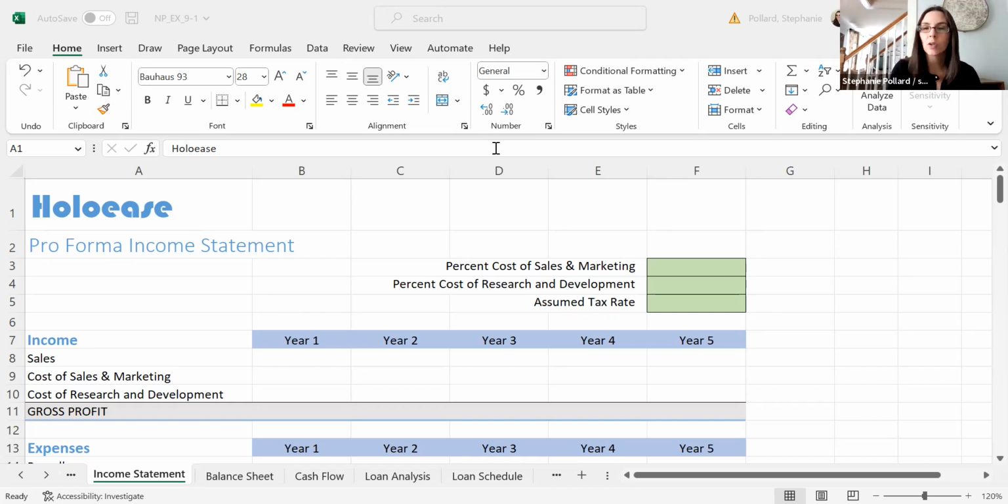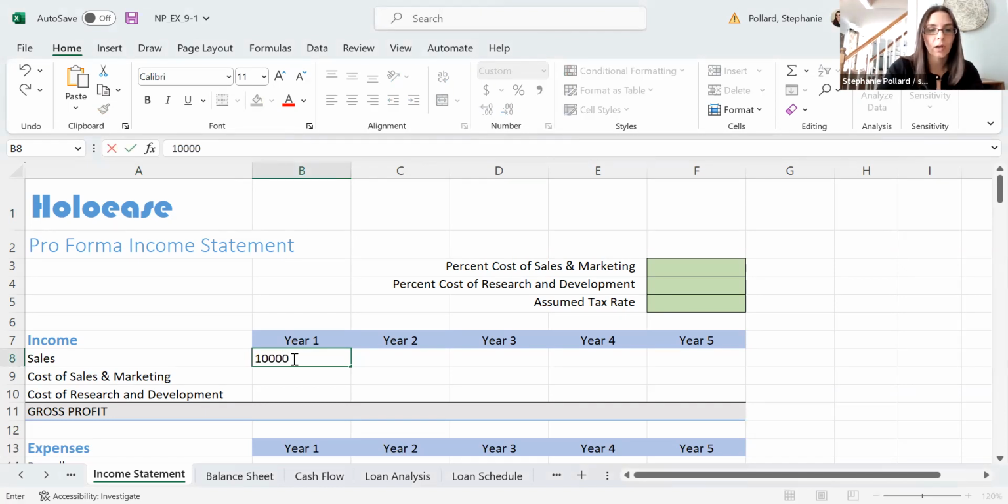So what we're going to do here is sort of estimate what we think our sales would be for years 1 through 5. So we're going to start by estimating that our year 1 sales would be $1 million, and our year 5 sales would be $2.5 million.